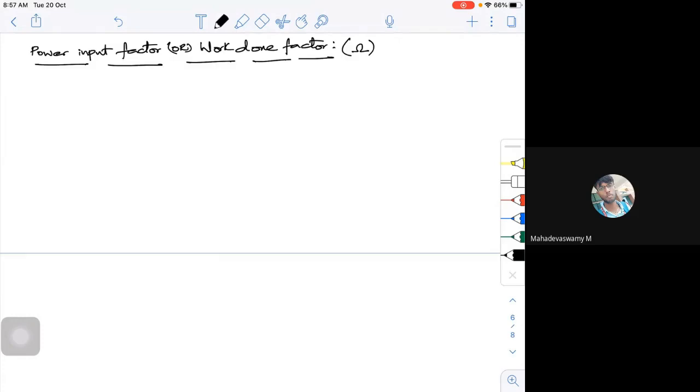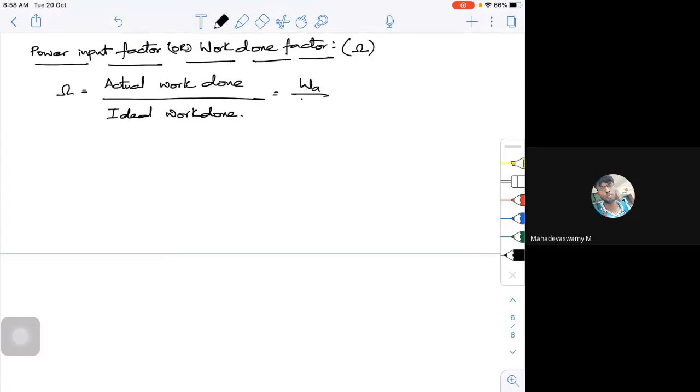So the power input factor, also called the work done factor, is the ratio of your actual work done to the ideal work done. If I call W_a as actual and W_i as ideal, then W actual is equal to the power input factor, or work done factor, multiplied by your ideal.